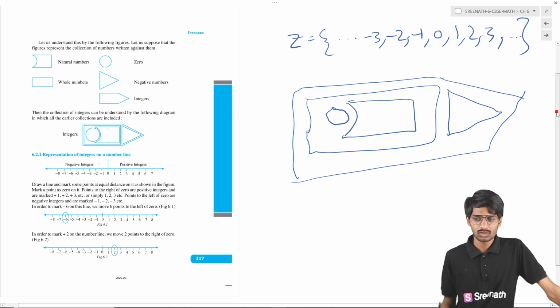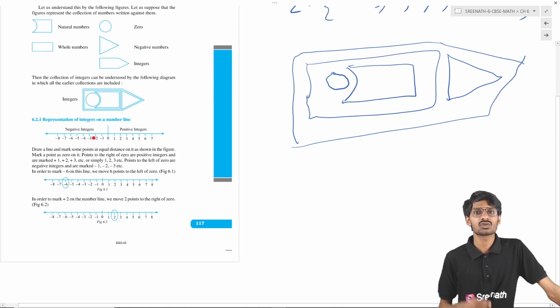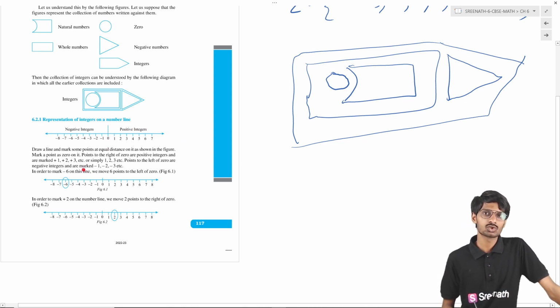Now we want to know how to represent the integers on a number line. On a number line, how will we represent them? Basically, in a number line there is 0 at the middle, and to the right of the 0 there will be positive integers, and to the left of the 0 there will be negative integers.